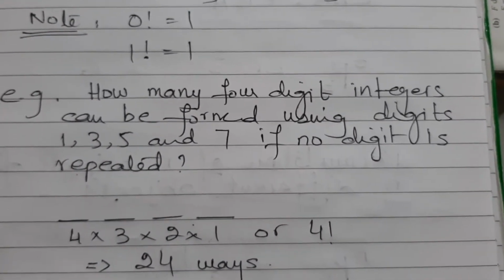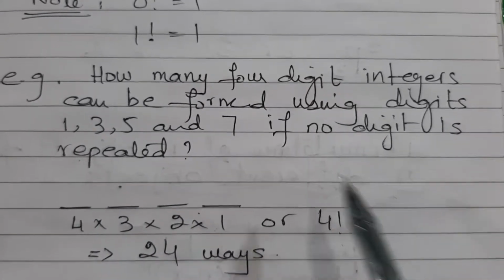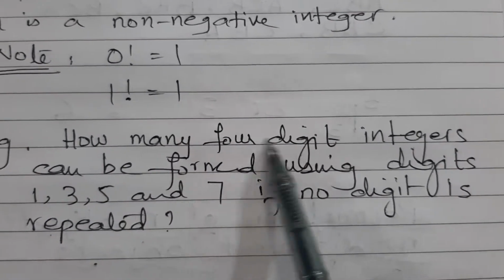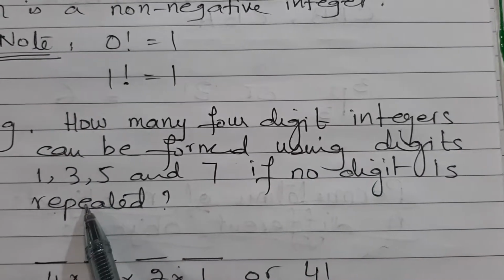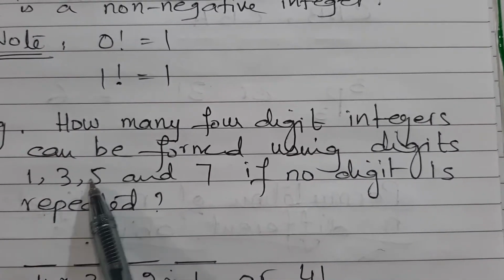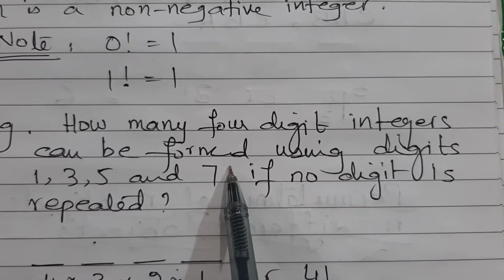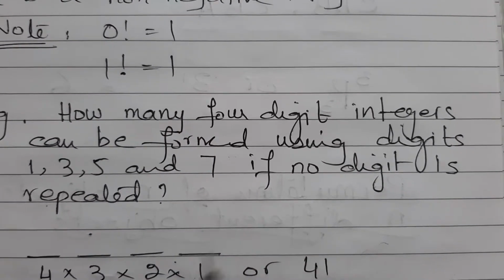Okay, now let's see an example of the application of factorial. For example, how many 4-digit numbers can you form using these digits? The digits are 1, 3, 5 and 7, and you want to make a 4-digit number, and none of the digits will be repeated.